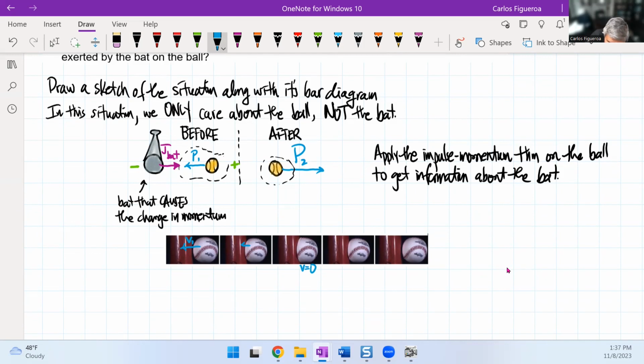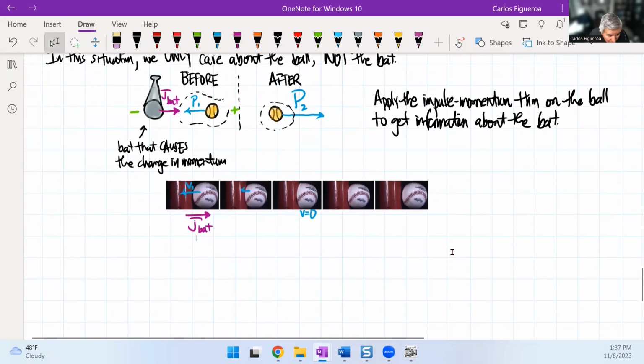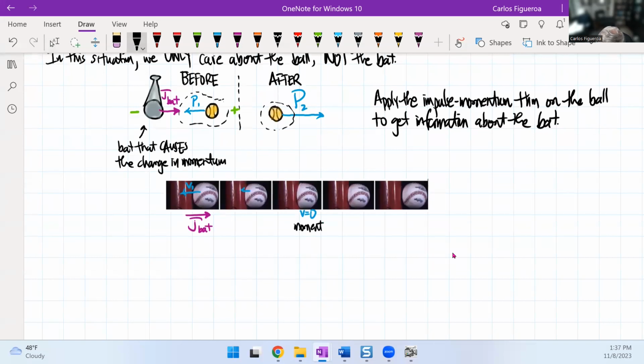Okay. Why is it doing that? Because I have the impulse of the bat acting throughout this whole situation. So now let's go look at this picture here. If I look at my bar diagram, I'm then going to say what? Right here is where the ball momentarily stops.